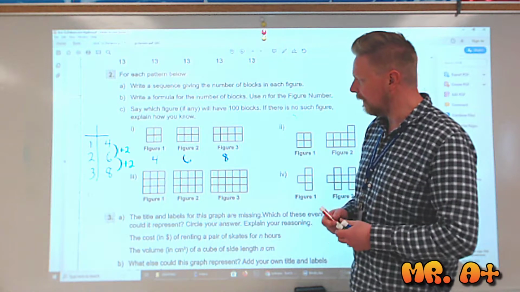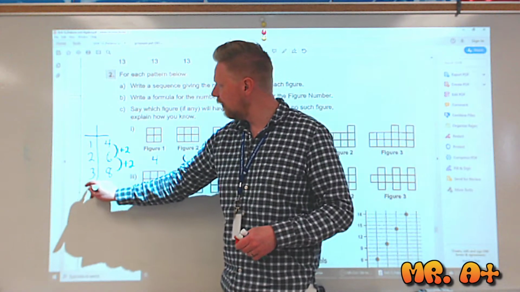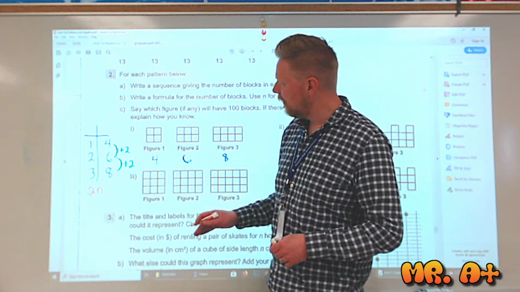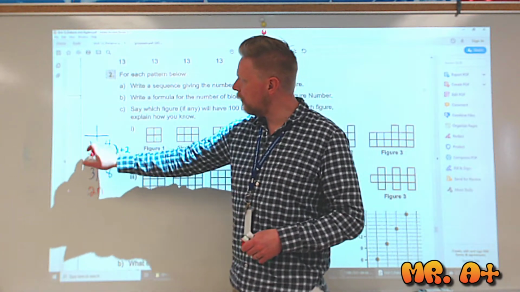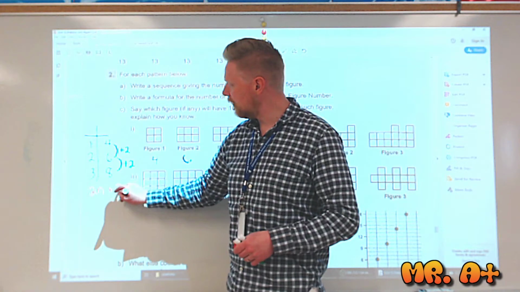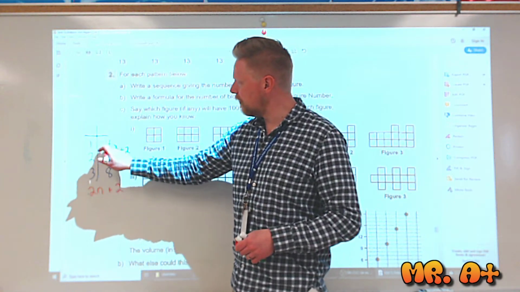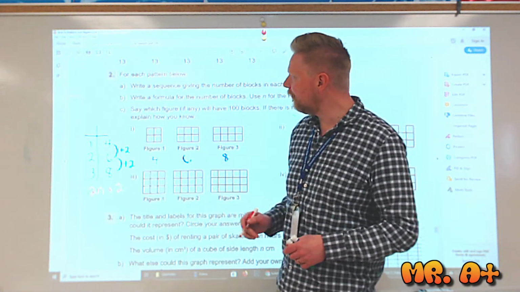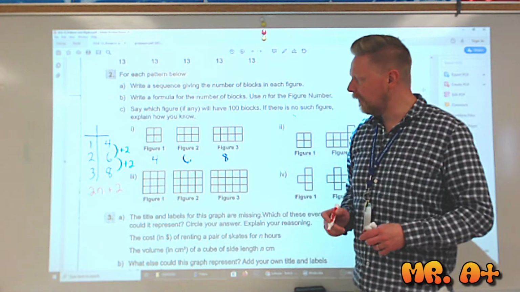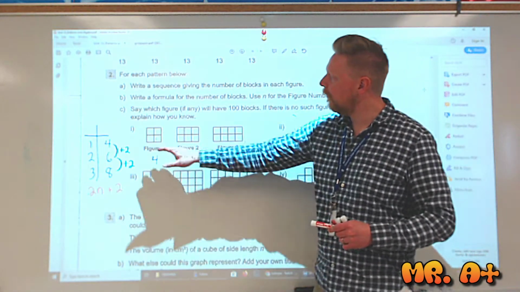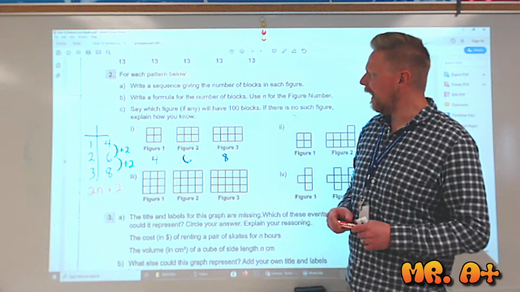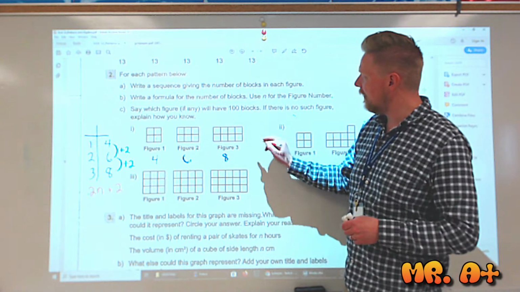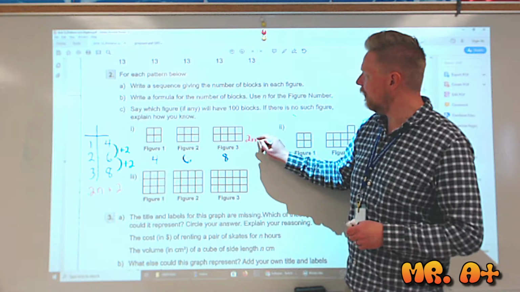So let's come up with a formula. The formula is going to be 2n, with n being my variable. Now, I want my output to be 4, so 2 times 1 is 2, plus 2 more. So 2 times 1 is 2, plus 2 is 4. 2 times 2 is 4, plus 2 is 6. This is my formula for figure 1, figure 2, and figure 3 in question 1. Now, will any figure have 100 blocks? All I have to do is use my formula and ask, is there something that equals 100?